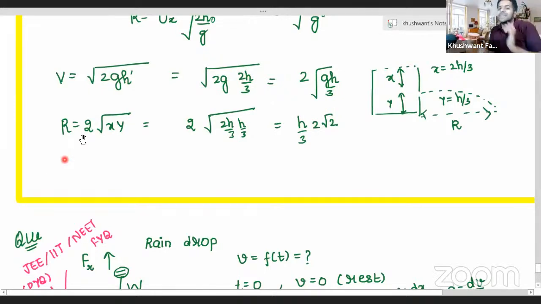Next step, we were asked range. We know that range is equal to 2 under root of x into y. Sir, what is x? What is y? X is the distance or the height of the water column above the orifice, and y is below the orifice. So this is easy. It's easy to remember. So I hope everybody of you are clear.